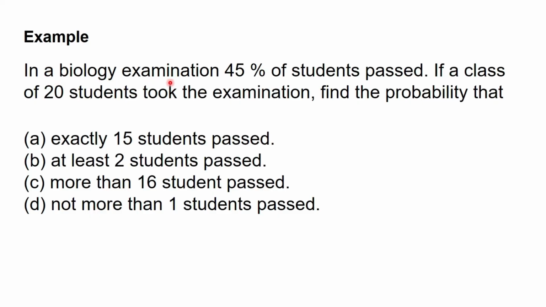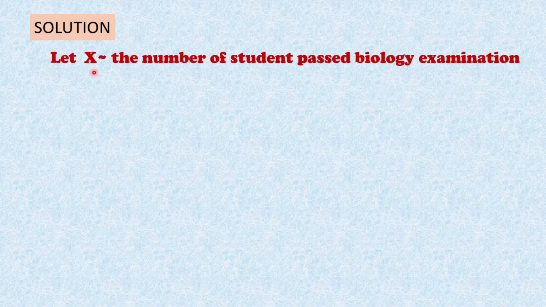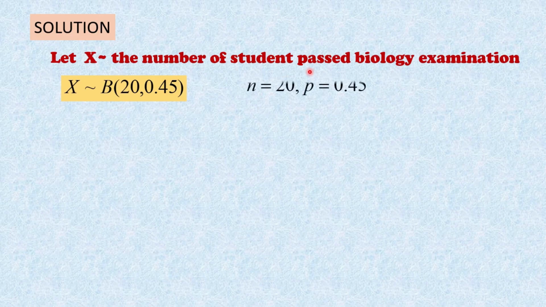In a biology exam, 45% of the students pass. If a class of 20 students took the exam, find the probability that A, exactly 15 students pass, B, at least 2 students pass, C, more than 16 students pass, and D, not more than 1 student pass. So what is the solution? We start with: let X be the number of students who pass the biology exam. X is a binomial distribution, n equals 20 students, p equals 0.45, the probability that a student passes the biology exam.